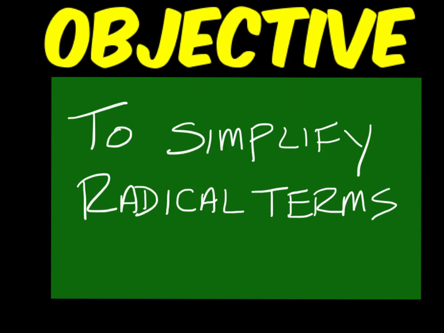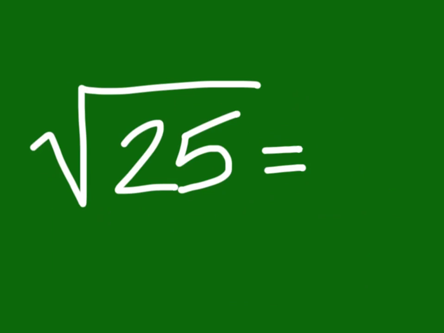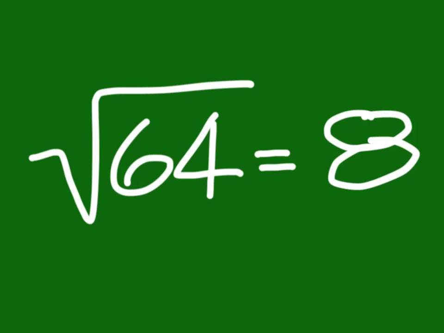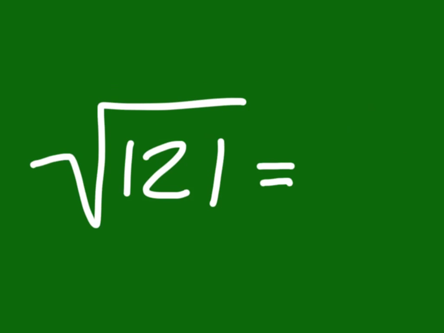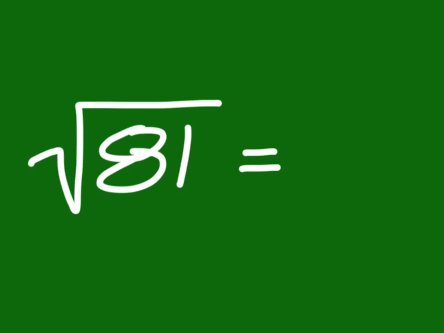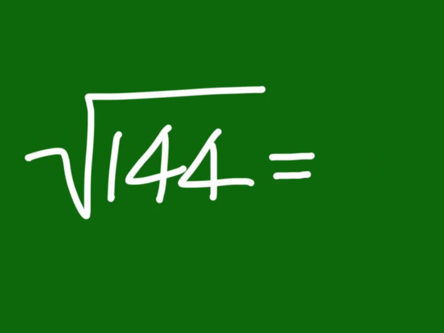Objective today is to simplify radical terms. Before we get to the examples, here are some reminders. Square root of 25 is 5. Square root of 64, 8. Square root of 121, 11. Square root of 49. Square root of 81. Square root of 144.